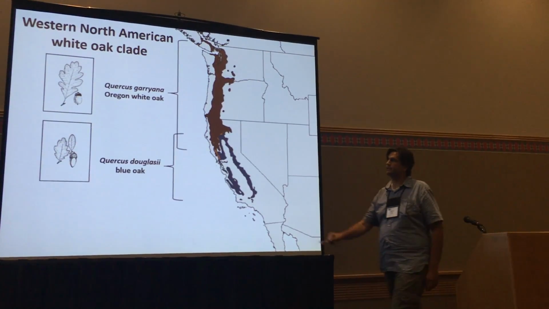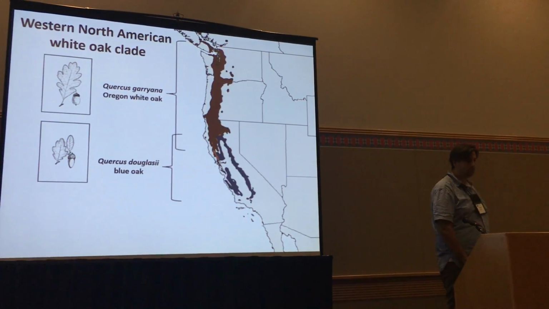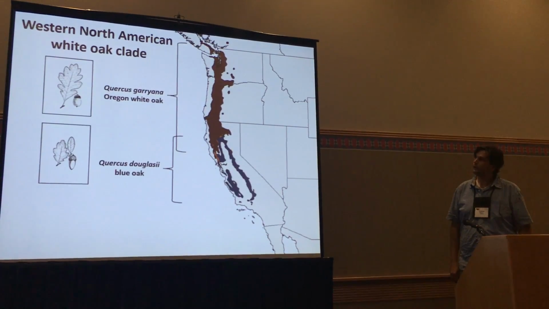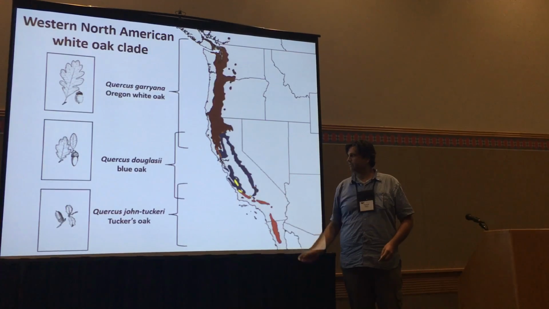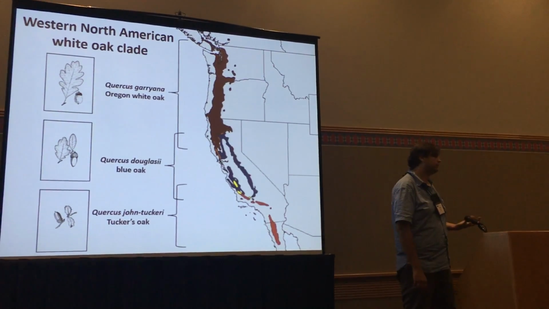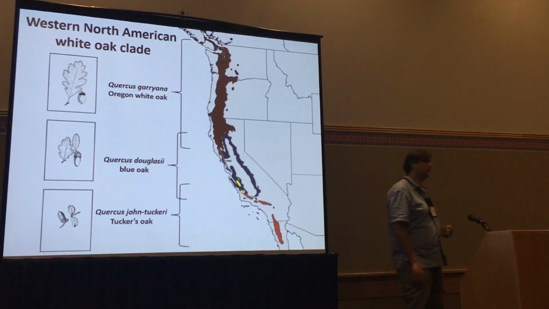Second species is California blue oak, which has this famous bathtub ring distribution around the Central Valley in California, so it's found in the foothills and the coast ranges, but not right in the valley. And then third, although I'm not going to be talking about it very much because I don't have sequence data from it yet, a third species is Tucker's oak, which is an evergreen shrub oak. That's sort of down in Southern California and into Baja.